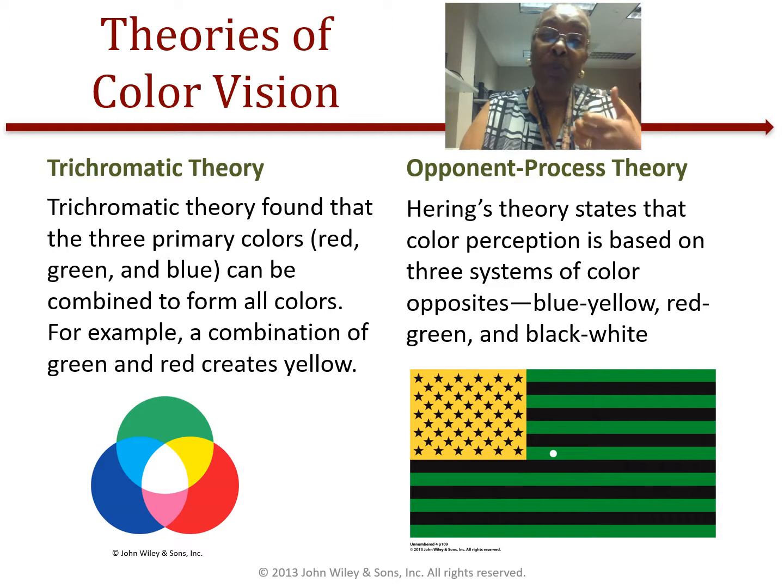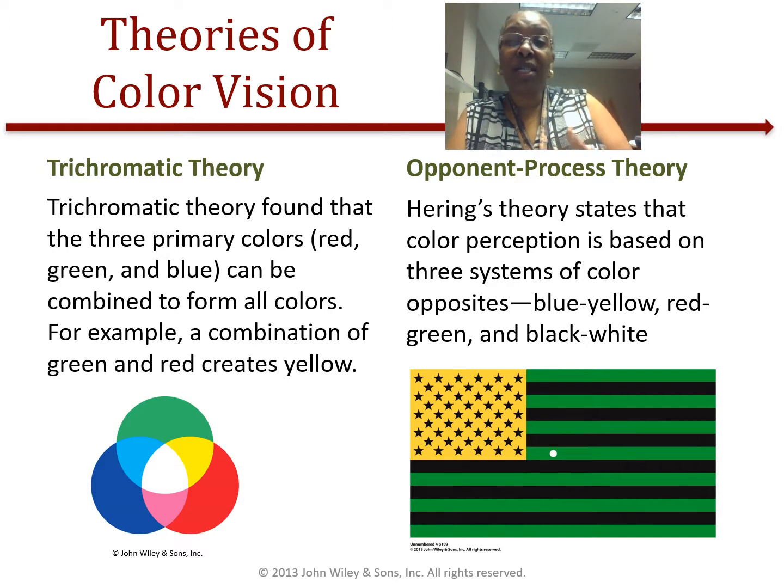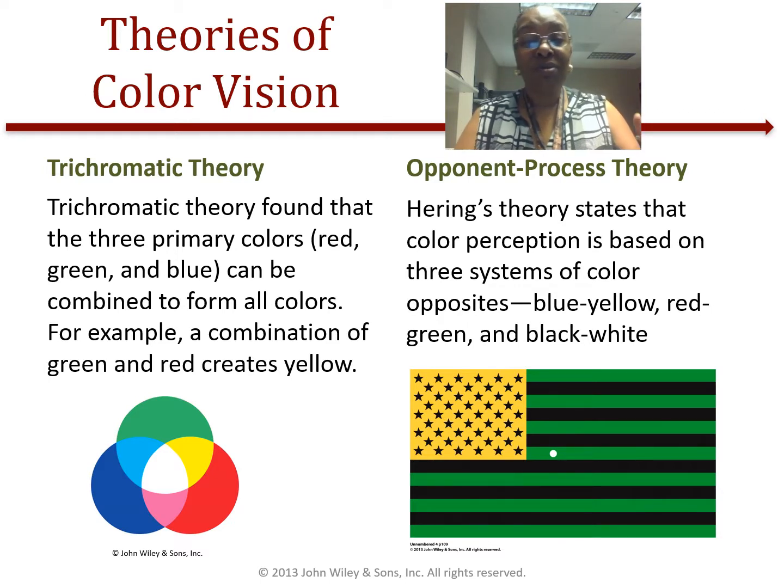Now, the proponents of this theory demonstrated that mixing the lights of these three colors would yield the full spectrum of colors that we actually do perceive. Unfortunately, though, there are flaws within this theory. One is that it doesn't explain color aftereffects, like we just talked about with the flag. You see it yellow, black, and green, and then it turns red, white, and blue. The theory doesn't give a good explanation for that.